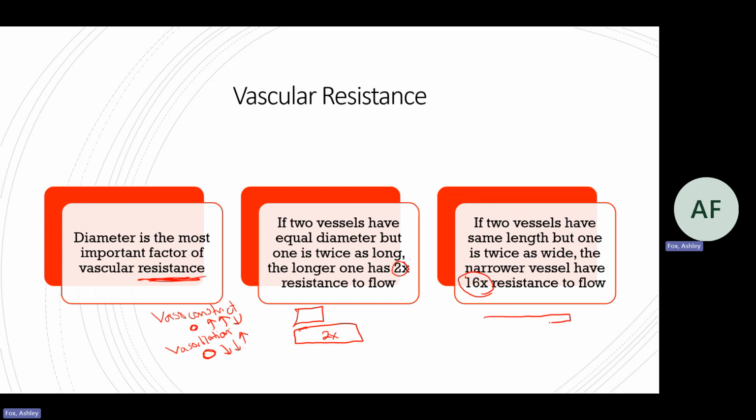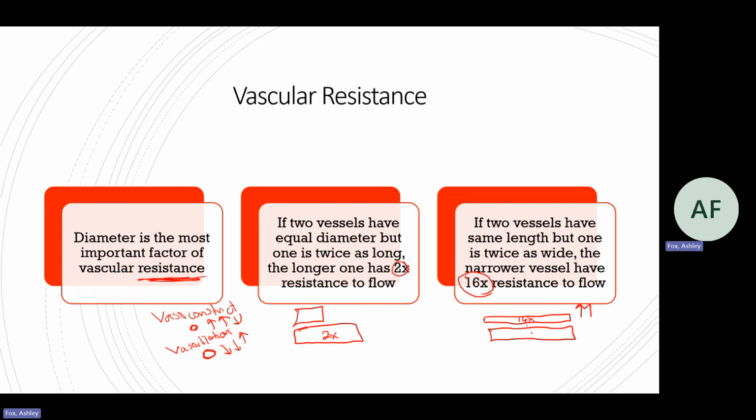Same length, but that one's that small, and then you have one that's this large. So this one is going to be 16 times more resistance to flow than this one. So again, you're going to have a smaller diameter, so you have 16 times more of the resistance.